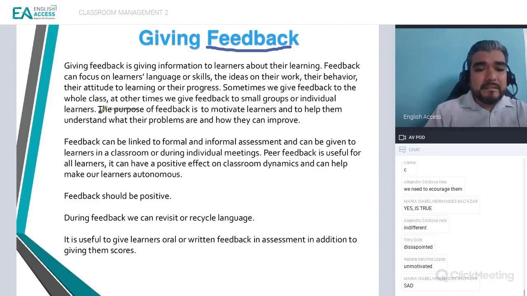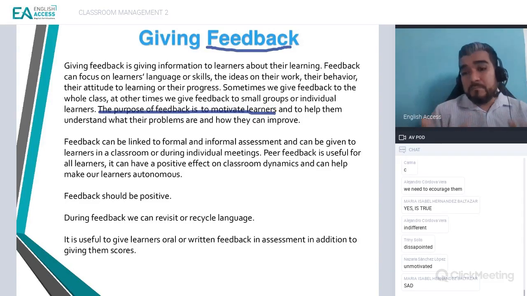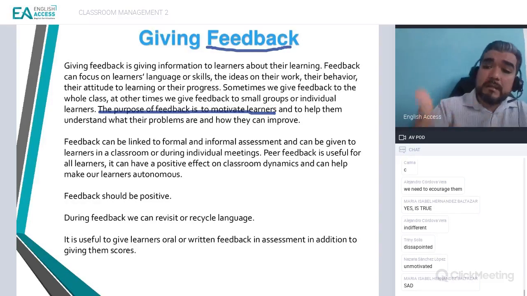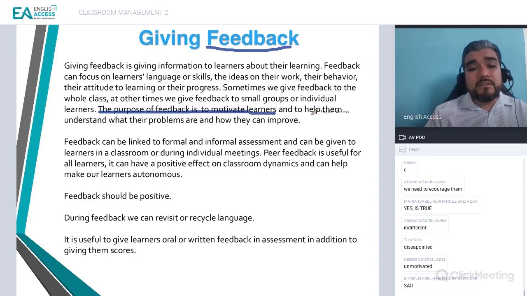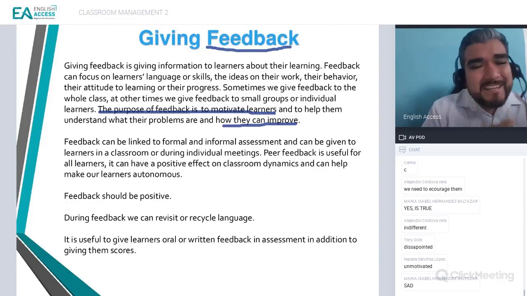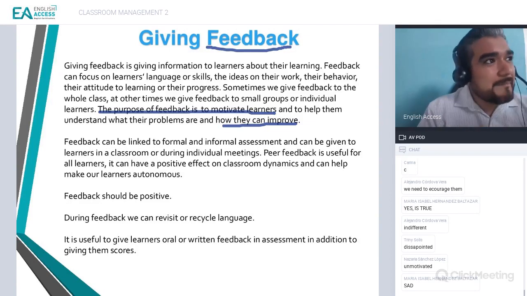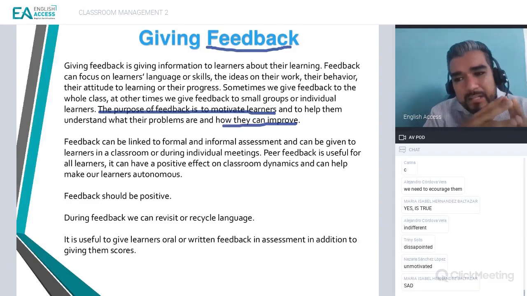Look at this. The purpose of feedback is to motivate learners. So positive feedback is the only one that can motivate learners and help them understand what their problems are and how they can improve. So it's not only telling their mistakes, but also helping them to improve. Feedback can be linked to formal and informal assessment and can be given to learners in the classroom or during individual meetings.